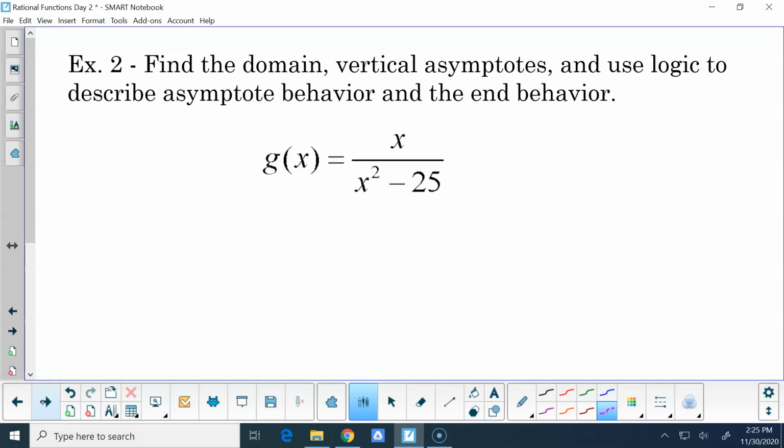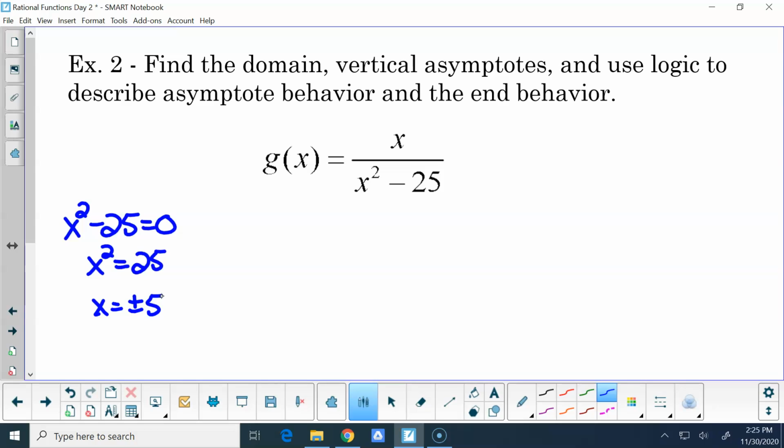Now on this one, again, we need to find the domain, vertical asymptote, and then use logic to describe what's going on. Okay? Well, to find my domain, I'm going to set my denominator equal to 0, solve it. X squared equals 25, so x is going to be plus or minus 5.